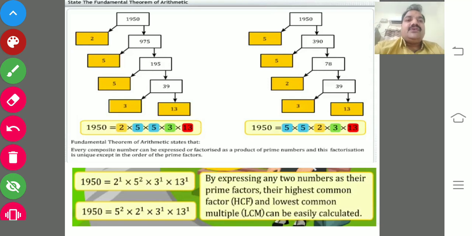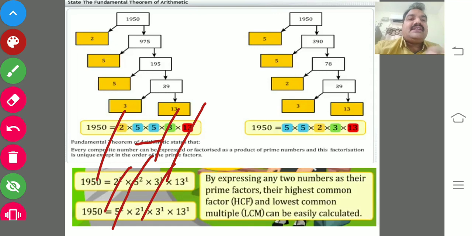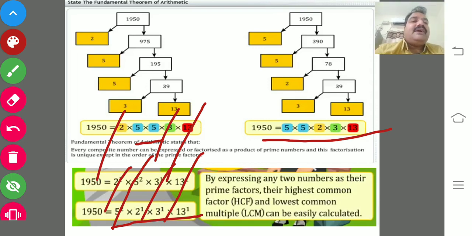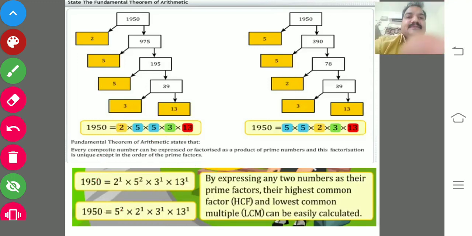That's it. So you know how to write the power notation. Here 2 is there once, that's 2 power 1. Here 5 is repeated 2 times, 5 squared, and 3 is repeated 1 time, that's 3 power 1, and 13 appears one time only as a product, so 13 power 1. And here also we have done the same. By expressing any two numbers as their prime factors, their highest common factor and lowest common multiple can be easily calculated. How? We will see in the next slide.